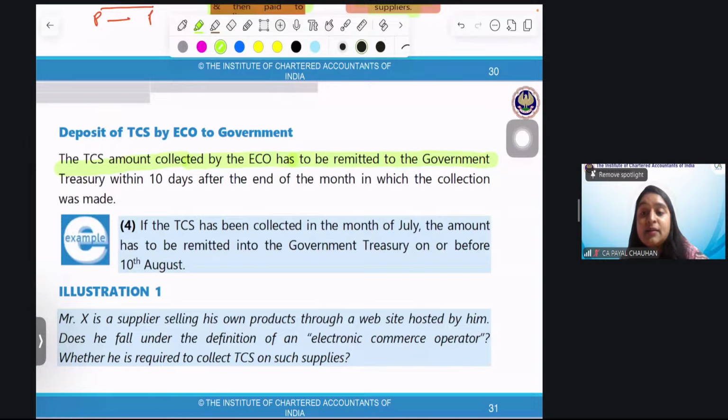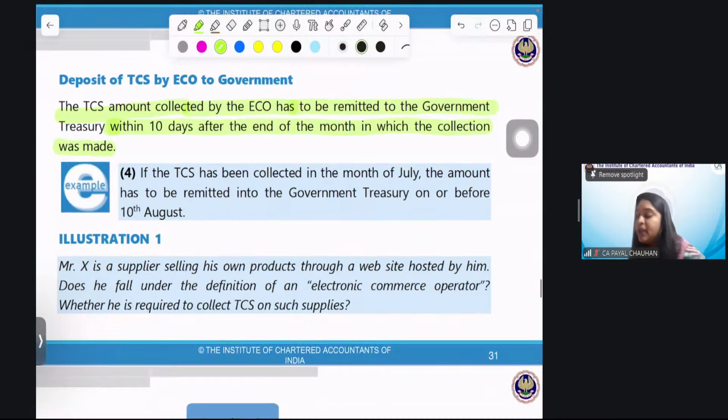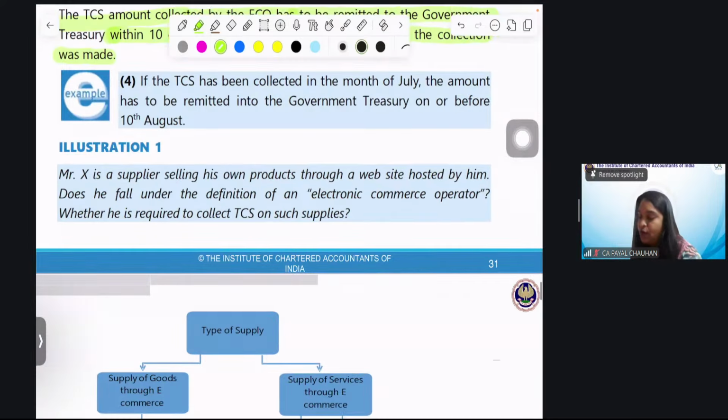Billing by supplier to customer. Yes, perfect, Kuldeep. TCS applicable. Perfect, that is the whole case. Now, I have deducted the TCS, I'll pay it to the government within 10 days after the end of the month in which the collection was made. So this is the same. Yes, Navneet, perfect. If the TCS has been collected in the month of July, tell me, till what date will I pay it? 10th of August. Perfect, 10th of August.